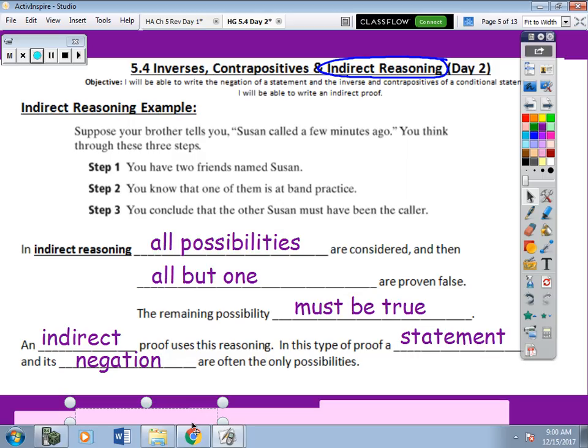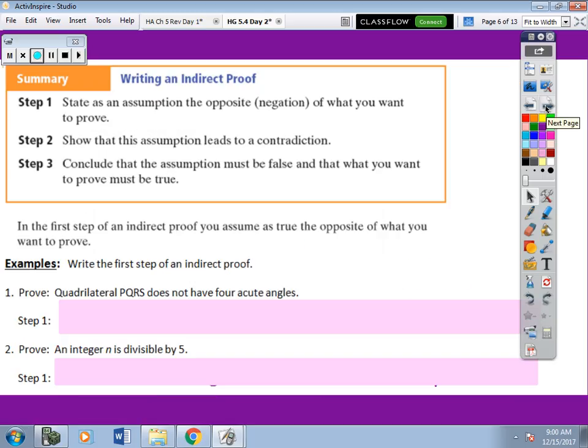Right below there's a summary chart that tells you exactly how to write an indirect proof. You will see some blank ones on the back of the note sheet and also in your homework. Some of them are fill in the blank. Some of them are just complete an indirect proof. They are not as rigid as a two-column proof where you have to state everything exactly as needed. It's more of a paragraph proof where you're just kind of explaining. But there are 3 steps, and you'll want to have step 1, step 2, and step 3 listed when you're doing an indirect proof. Step 1 is to state as an assumption the opposite or negation of the prove statement.